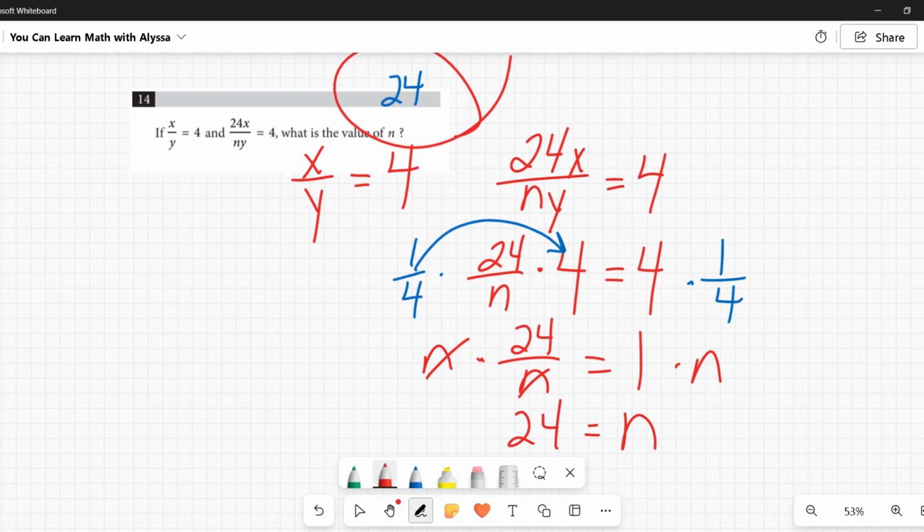And I can see a lot of students, especially because this is a write-in question, not a multiple choice question, just glancing at this and going 24 over n equals 4, 24 divided by 6, n must be 6. I can see that happening. Be careful with these. Don't make that mistake. Go through them algebraically or logically, whichever you prefer. That way you'll get to 24.